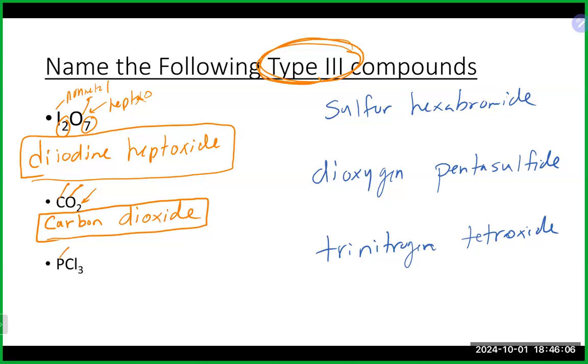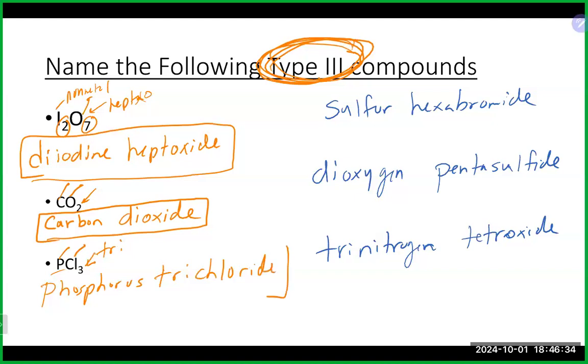Here, that is phosphorus, which is a nonmetal. That is chlorine, which is a nonmetal. Again, that tells us it's type 3. Here we have just one phosphorus, so mono would be the prefix, but again, not going to use it on the first name. So full name here, phosphorus, of our first element. For our Cl, we have 3, so the prefix for 3 is tri. And again, the chlorine gets the IDE treatment. So a little phosphorus trichloride action happening there. Any questions on any of those names?